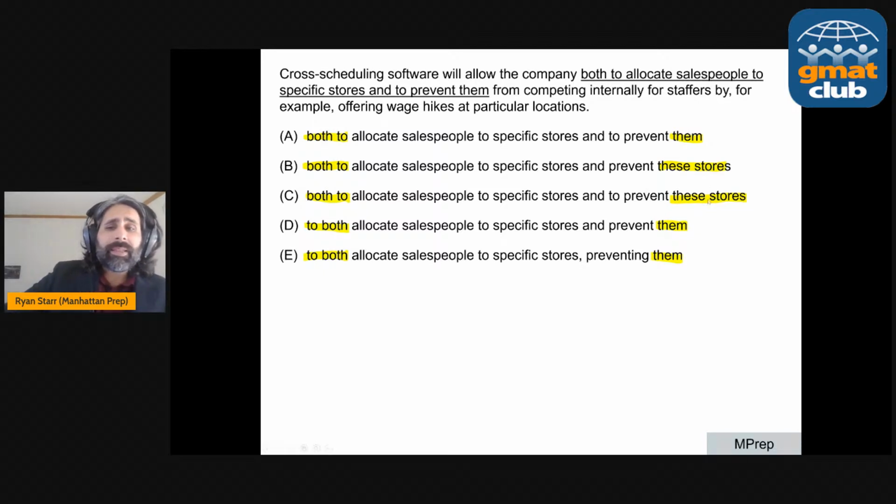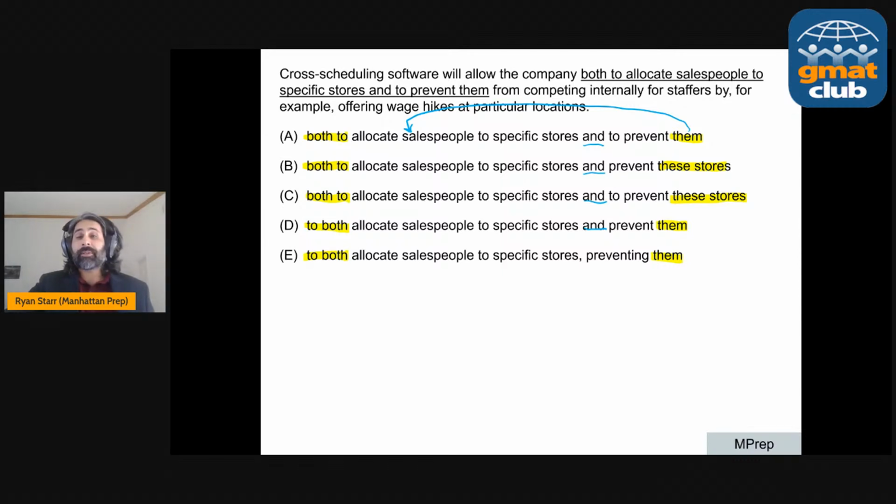For instance, them and these stores, that's not going to be necessarily a grammatical issue here. All right. Turns out that both of these will be grammatically correct. The issue ends up being more that them refers to salespeople. All right. The way this structure is set up, we've got a parallel structure because of the and. And if we say to allocate salespeople to specific stores and to prevent them from competing internally for staffers, by position, them wants to, nice job, Navrash, them wants to call back to salespeople.